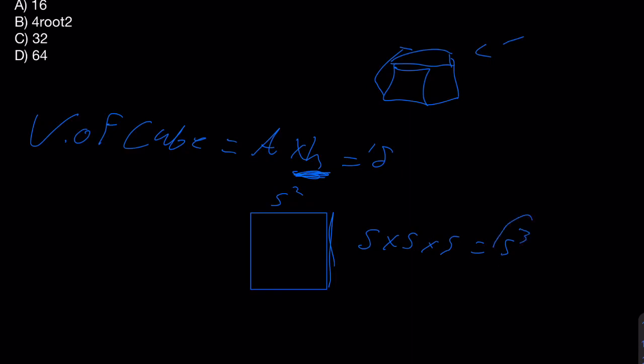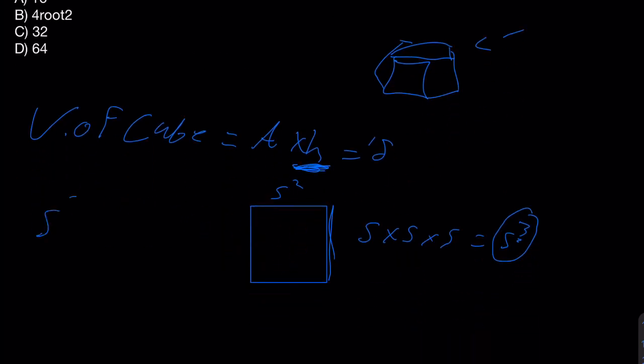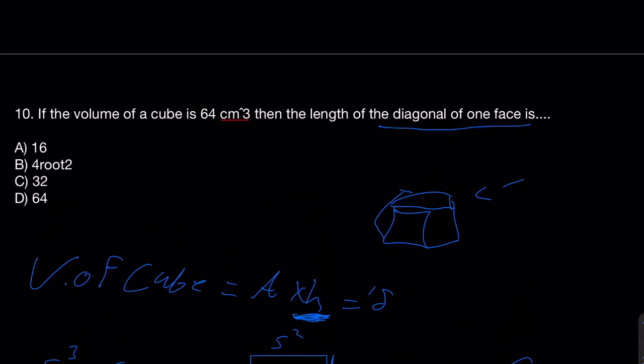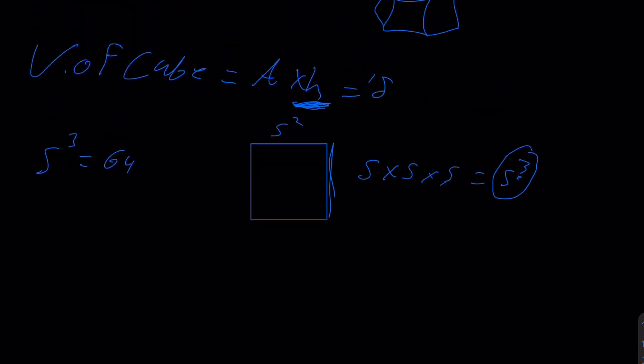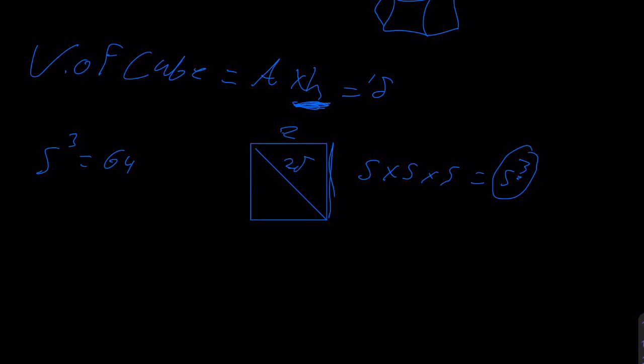That's what the volume of a cube is, s cubed. So now we know that s cubed is just 64. And they're asking us for the diagonal of one face. So you have a square like that. The diagonal, and let's say the side length is 2. If the side length right here is 2, the diagonal is just going to be 2 root 2. That's just the rule of a diagonal.